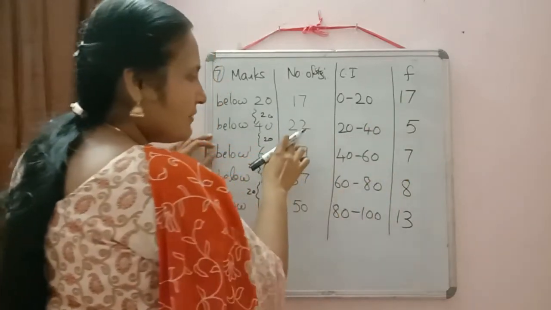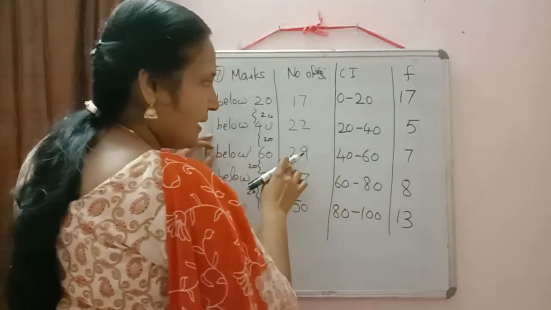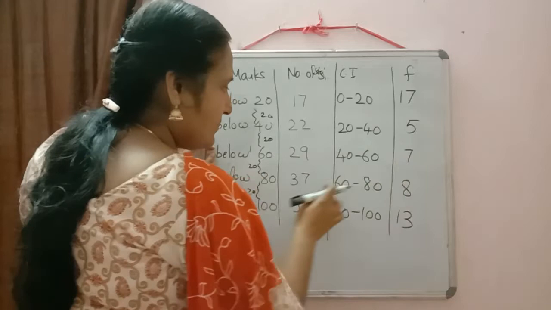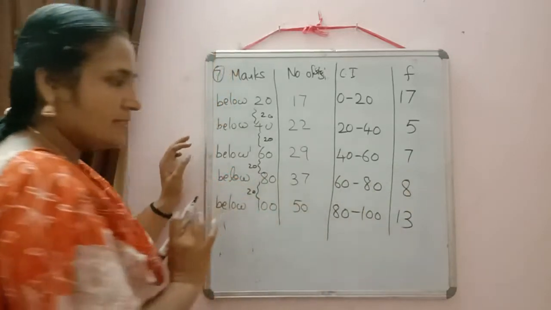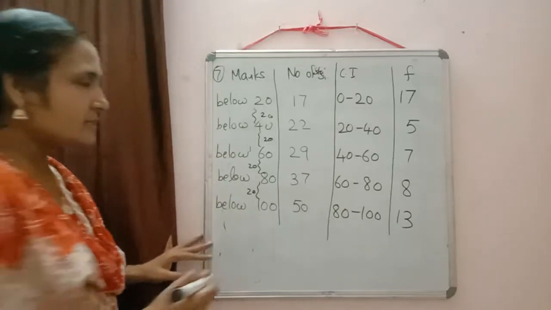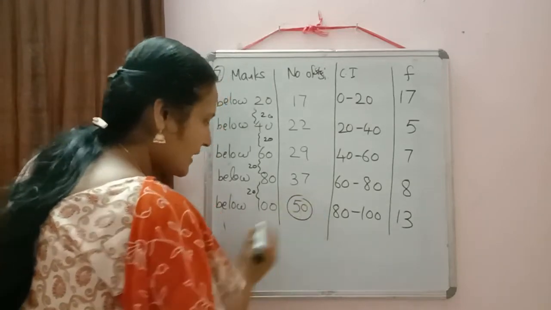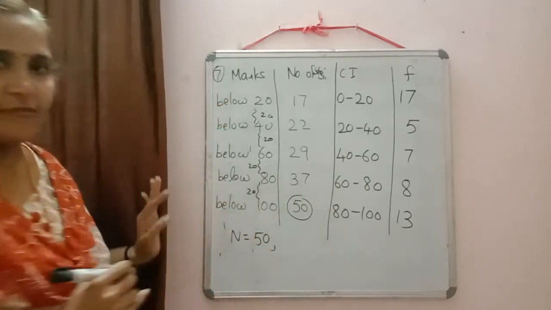17 plus 5 is 22. Then 22 plus 7, 29. Then 29 plus 8, 37. And then 37 plus 13 is 50. So we got all the information here. Our sum of all the frequency, N, is equal to 50.